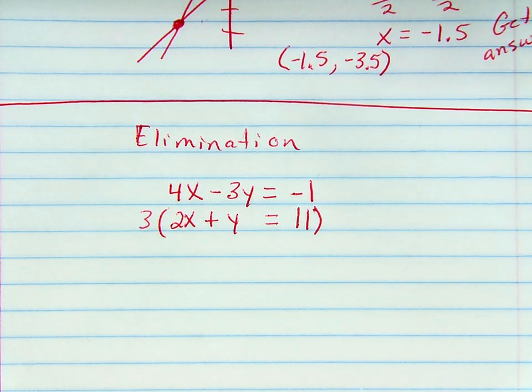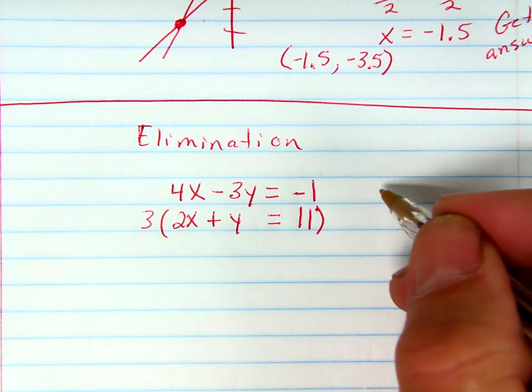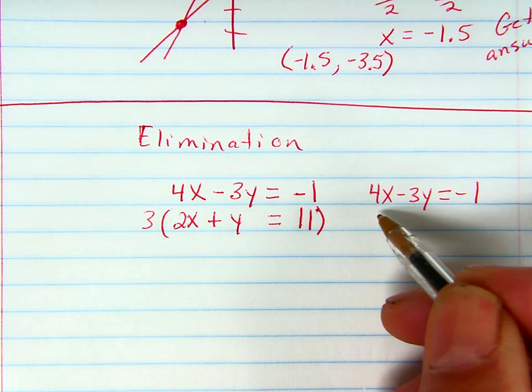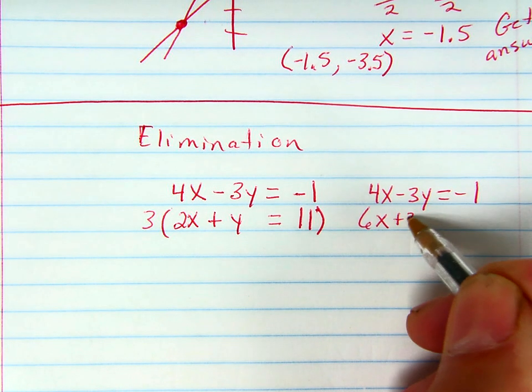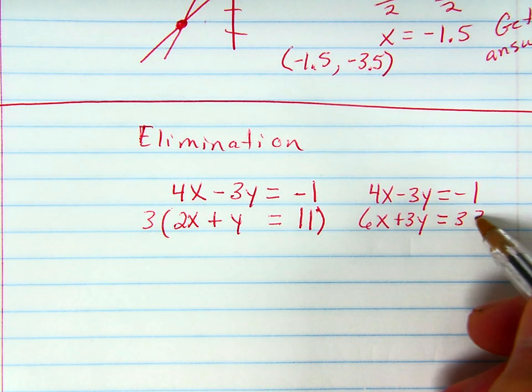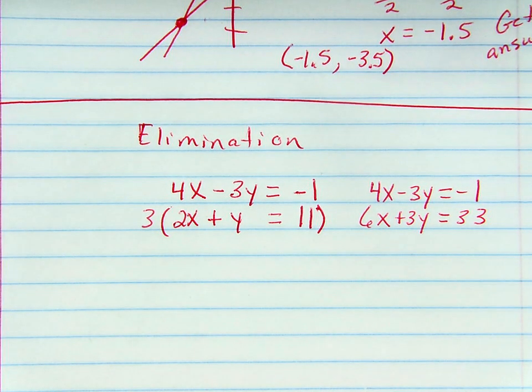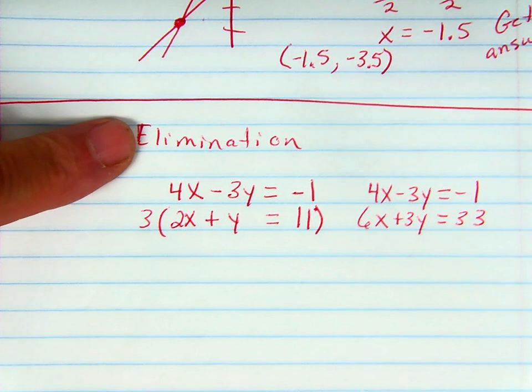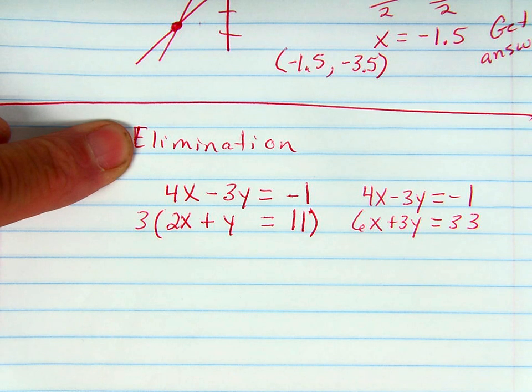If we multiply the whole thing, it doesn't change the value of anything. So now my two equations are 4x minus 3y equals negative 1 and 6x plus 3y equals 33. Now, why are we doing this? We're doing this because we're going to be able to eliminate either the x's or the y's, and we will have one equation with just one variable so that we can solve for that one.